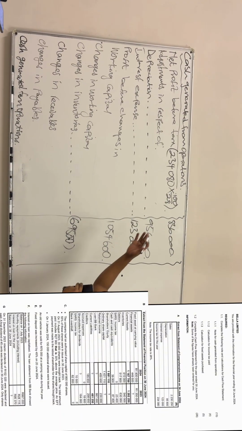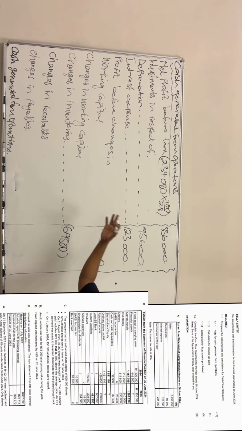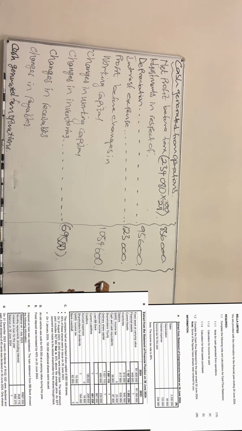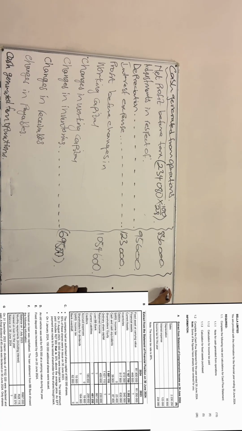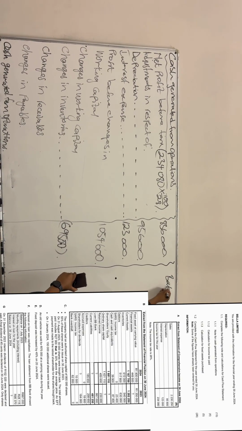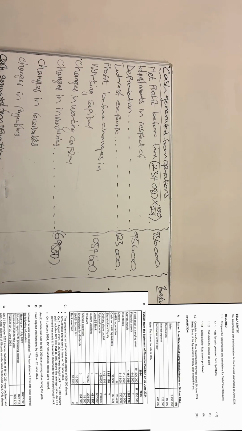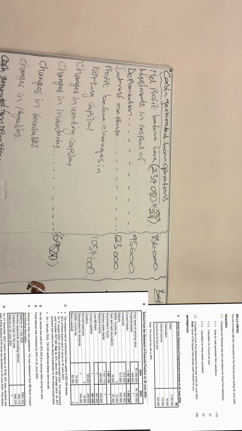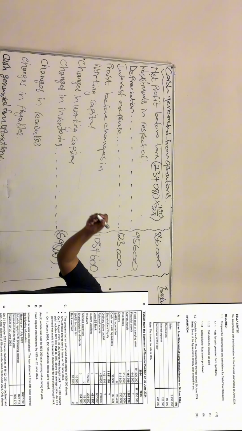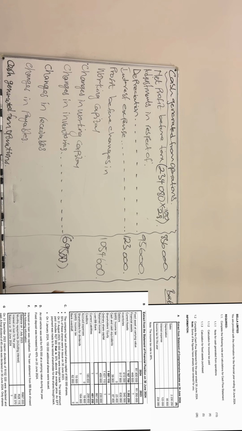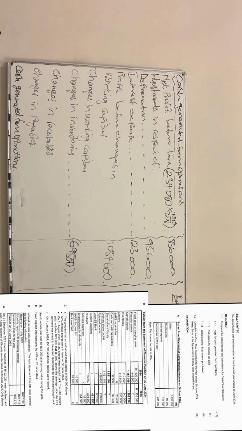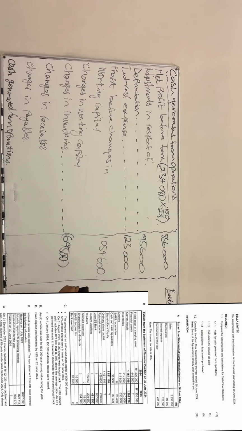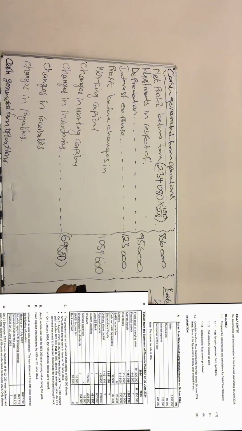When preparing the cash flow statement, the information is given in the form of a balance sheet. As you can see on your information B, you have the balance sheet as your information. You have the balance sheet for 2023 and for 2024.